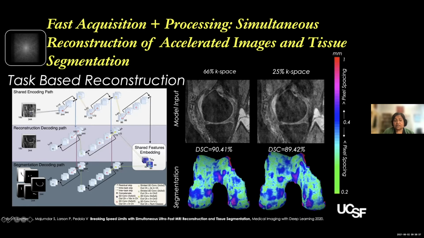So task-based reconstruction with shared encoding paths, and with a reconstruction decoding path. And essentially the results where we've looked at the Dice coefficients for segmentation, where we've acquired only 25% of the k-space, is approximately 90%. So it is possible to do this kind of task-based reconstruction. And we can also start looking to see, is the image quality appropriate for lesion detection? And we've begun doing this in the spine, in the knee.